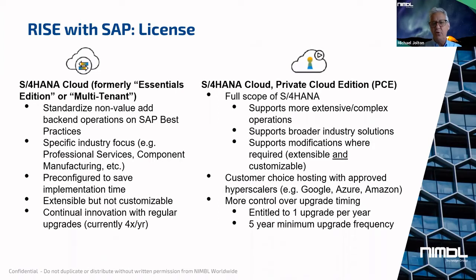You do have your choice of hyperscaler for hosting, whether that be Google or Azure or Amazon. That was similar with EX as well. But what's also different now from EX is that while you're entitled to one upgrade a year, if you want to, which I would argue is a best practice to stay current, you do not have to take any upgrade for up to 5 years. There is a minimum that you have to upgrade every 5 years. So those are the licenses that come with RISE as well.